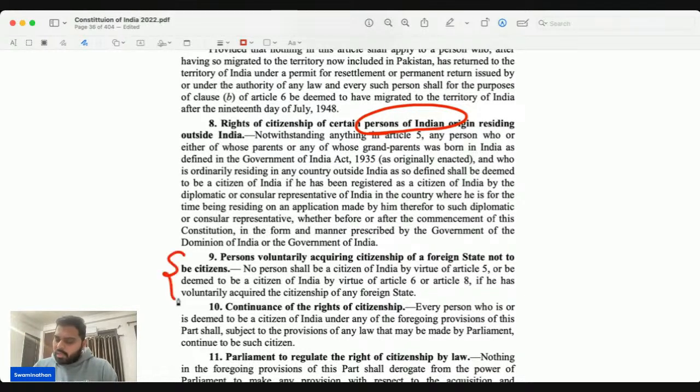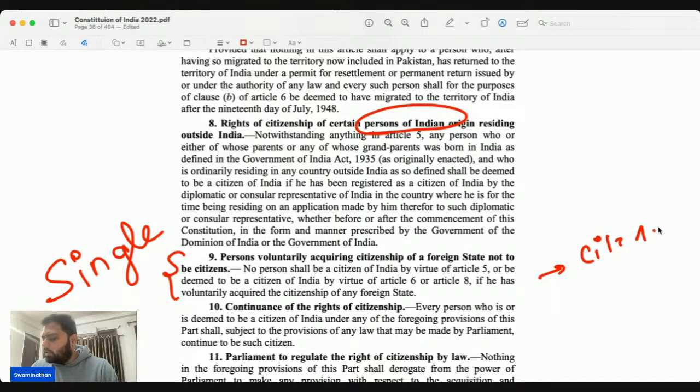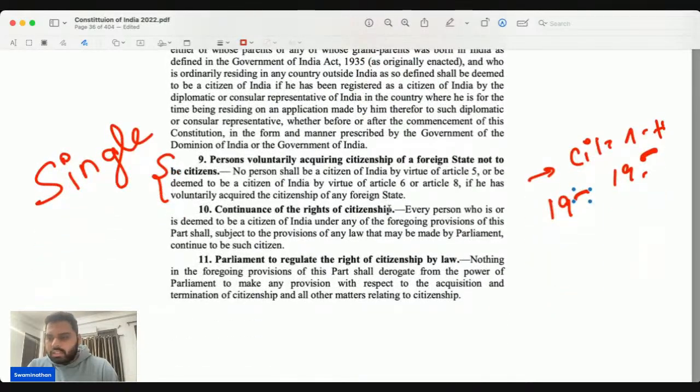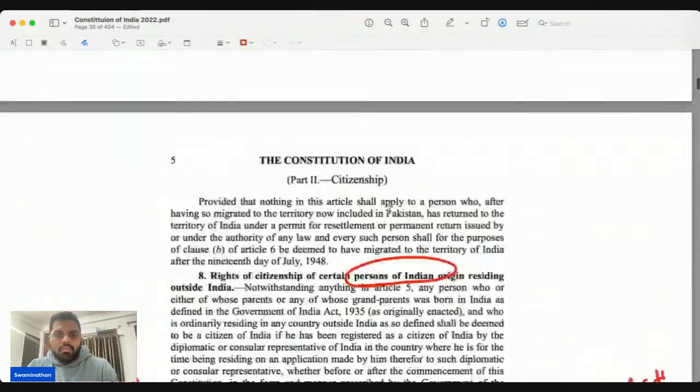Article 9 is a very important provision. This promotes the concept of single citizenship in India. So it says any person who voluntarily acquires the citizenship of a foreign state will not be a citizen of India, right? And this concept you will find applied under the Citizenship Act of 1955 itself. So India follows what? The concept of single domicile and the concept of single citizenship as well. Single domicile we have seen under Article 5, single citizenship under Article 9, right? So these are the important provisions with regard to citizenship, which are dealt with under Part 2 of the Constitution.